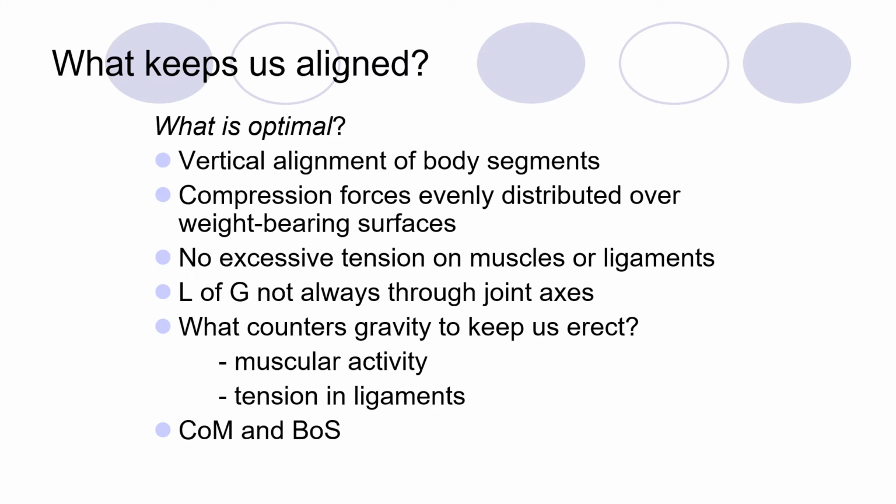As I mentioned before, most people don't have the ideal posture. However, we can still achieve an optimal posture. This means that our body segments are vertically aligned. The compression forces are evenly distributed over all our weight-bearing surfaces in this particular alignment. There is no excessive tension on our muscles and ligaments, and also our center of mass is positioned within our base of support.